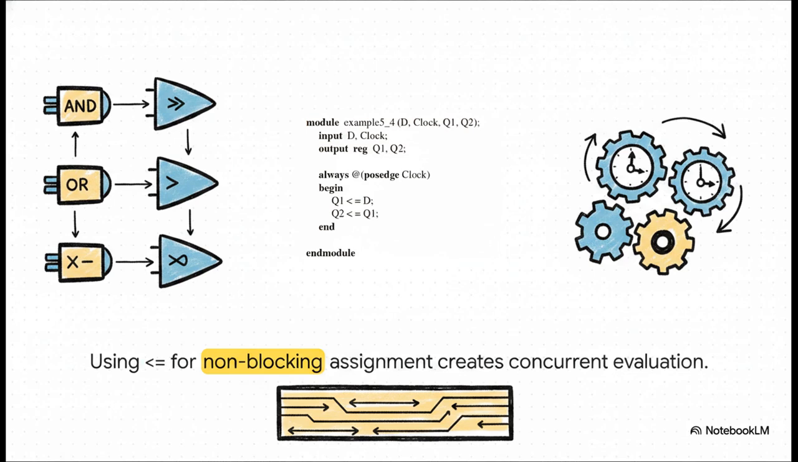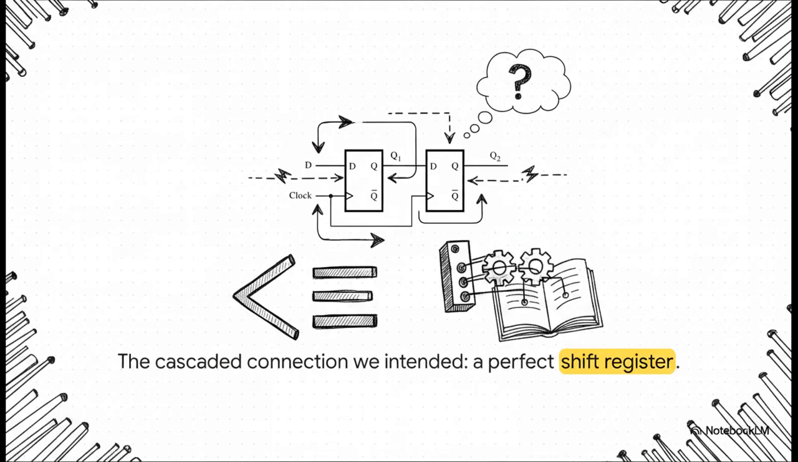With non-blocking assignments, all statements in the block are evaluated using the values the variables had when the block was first entered. Then, everything changes to its new value concurrently, at the exact same time at the very end of the block. Boom! By just swapping an equal sign for a less than or equal to sign, we dramatically change the physical wiring. This syntax physically wires the cascaded connection we actually intended all along.